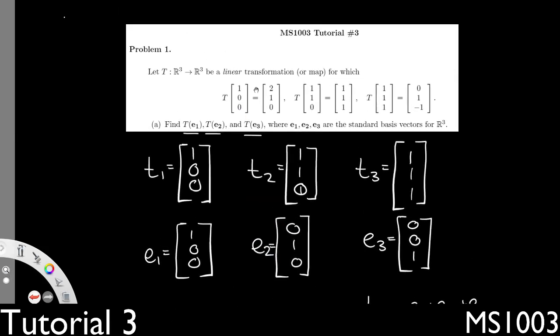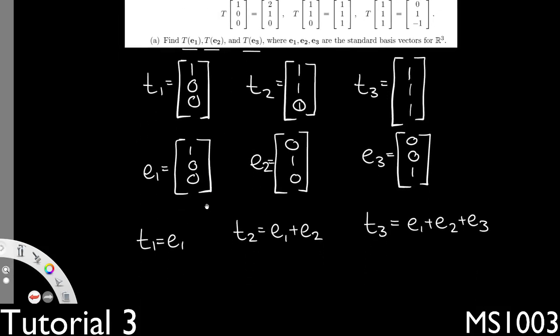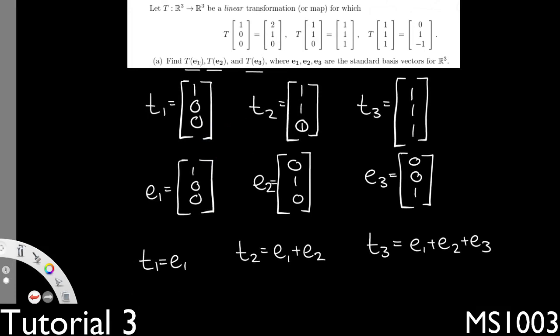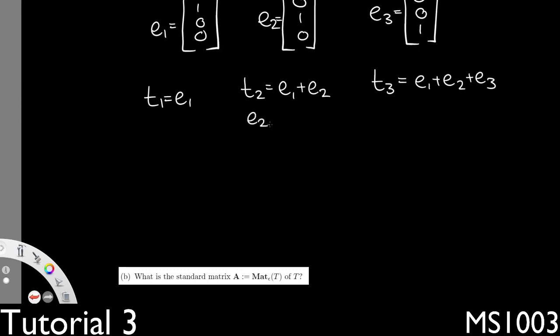Now, this is all well and good, but all they give me is what T does to each of T1, T2, and T3. So what I want to try and do is find T of E1 by writing E1 as a combination of the Ts. We already have that for E1, so we want to try it for E2 as well. So try and write E2 in terms of the Ts alone. If I bring E1 to the other side, I should get that E2 equals T2 minus E1. And I know that E1 is the same as T1.